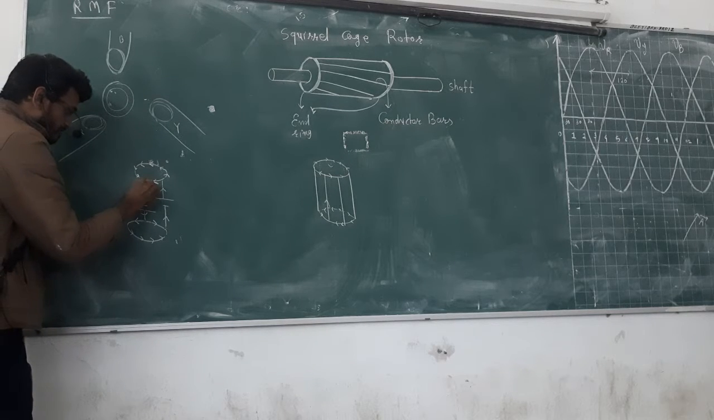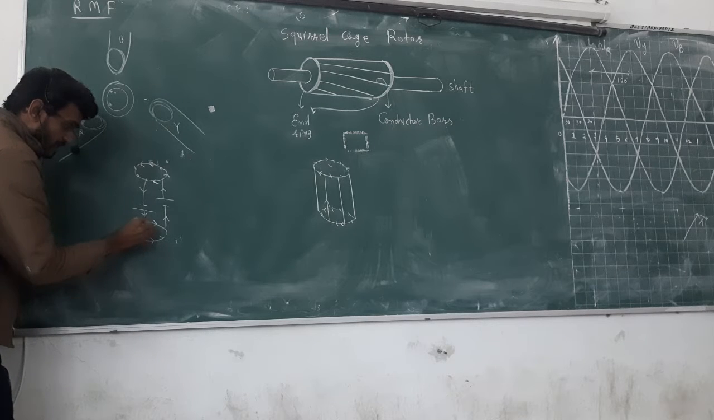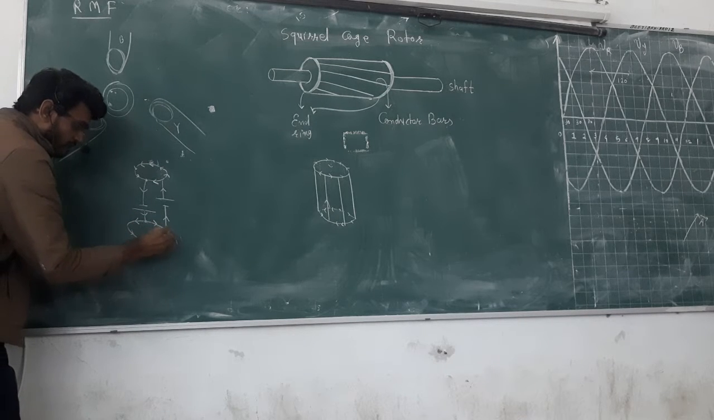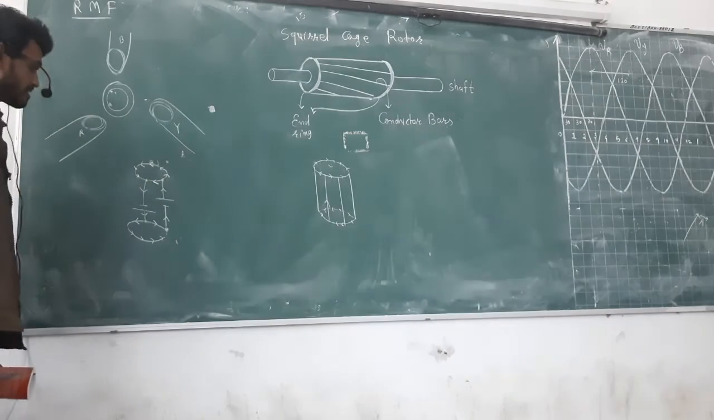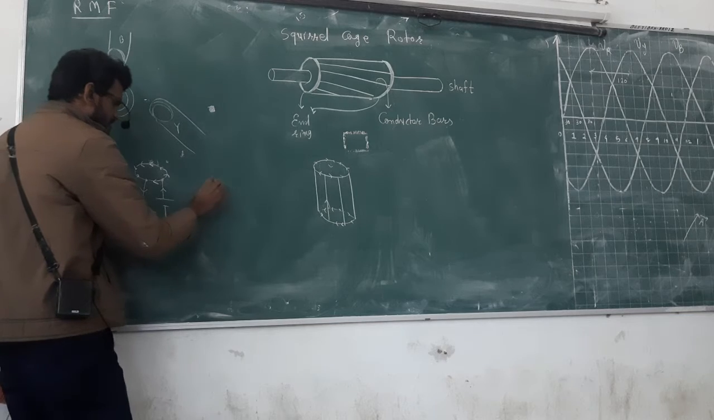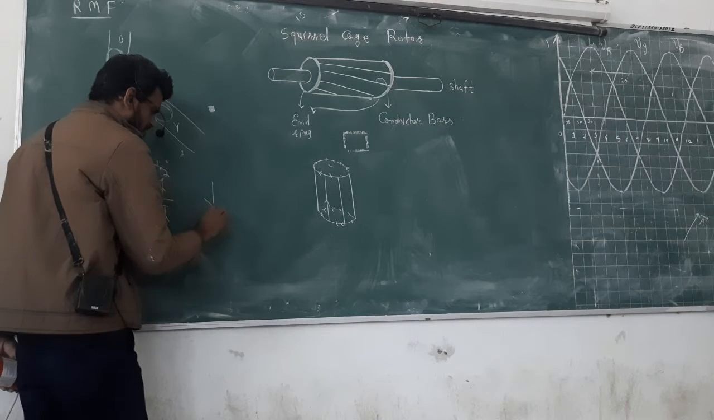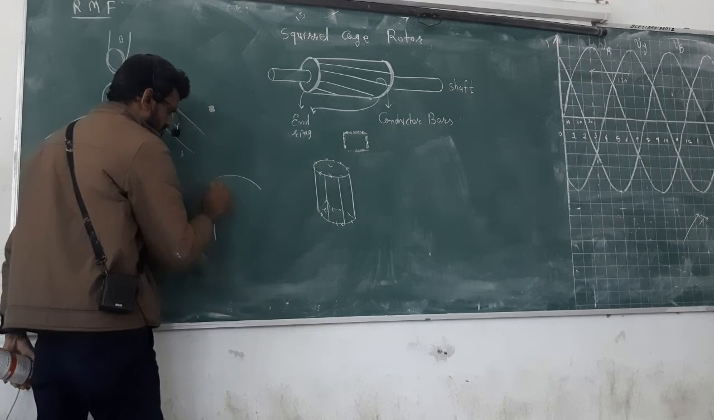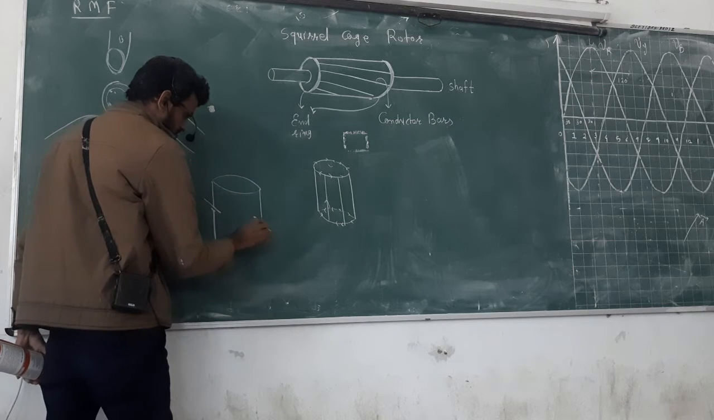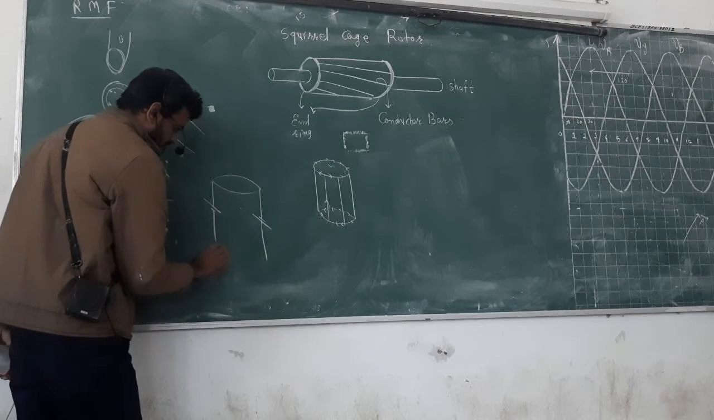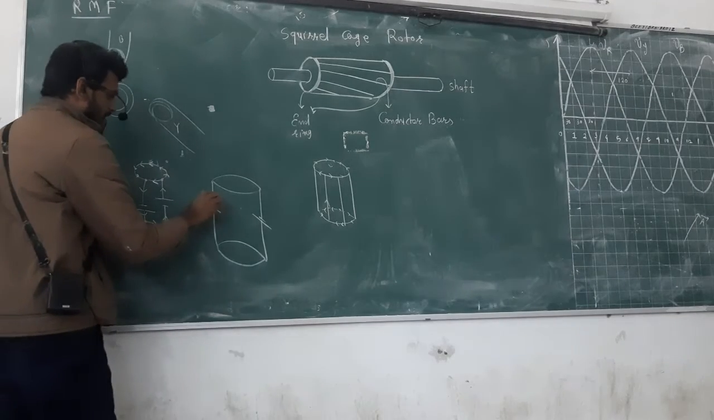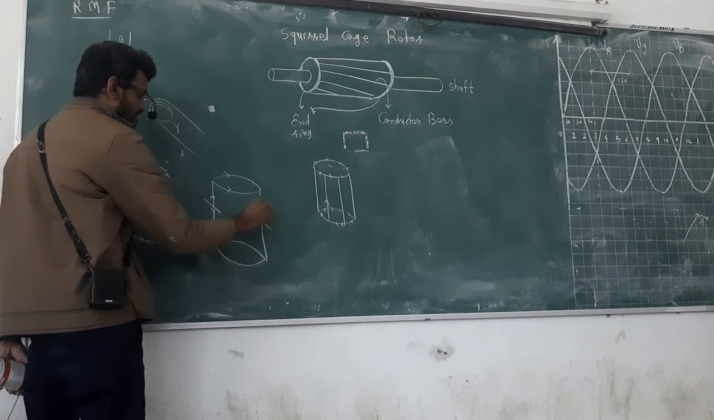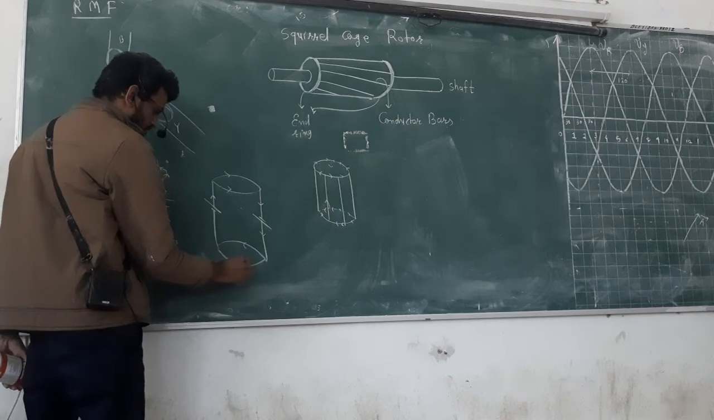So this is the collection of the current at this point, this is the separation of the current, this is the collection of the current, and this is the separation of the current. Okay? So this kind of thing is there. I can represent it like this also. Let me make a better drawing. So here the supply current is divided into two parts, collected here, divided into two parts, collected here.